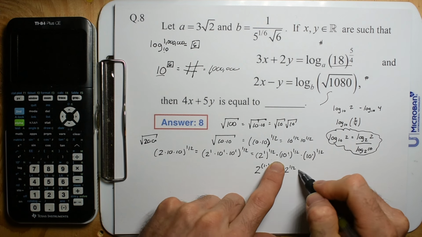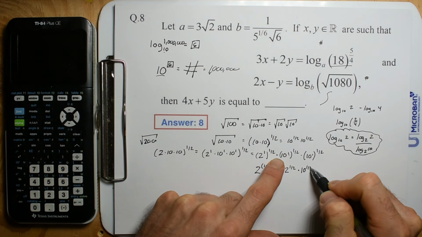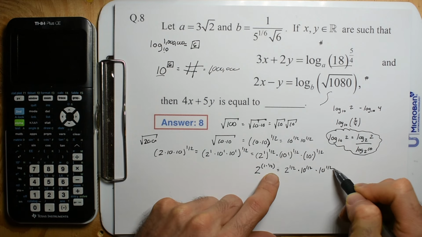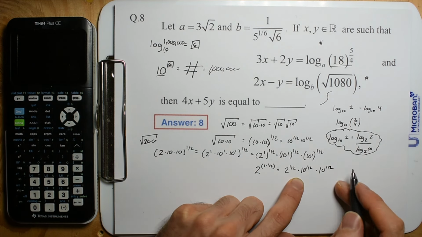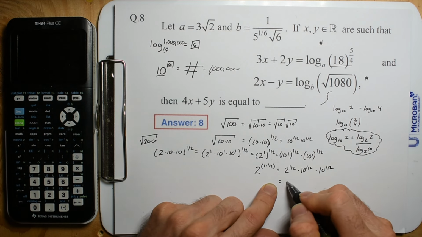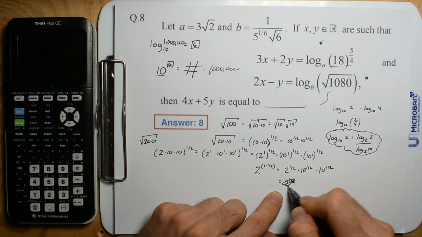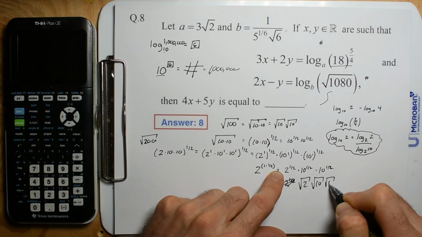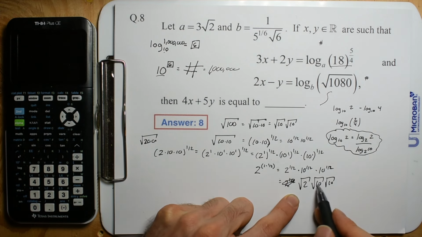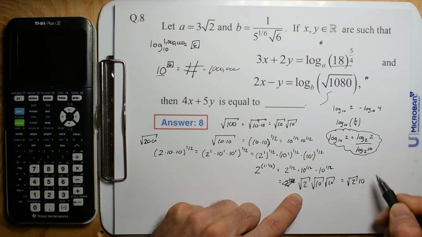You could do that same thing here. This is 10 to the 1 times a half, that's 10 to the 1/2, and this is 10 to the 1/2. Sweet. It just happens that 2 to the 1/2 is probably better written as the square root of 2, and then you have the square root of 10 times the square root of 10, that is 10. So we're just left with the square root of 2 times 10.